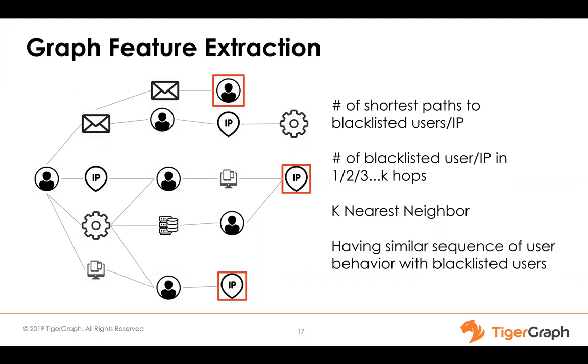And lastly, we can also analyze user behaviors. If one user's behavior is highly similar to those blacklisted guys, then we can also use this as a useful feature for your machine learning model. So all the features listed can be used for your machine learning.